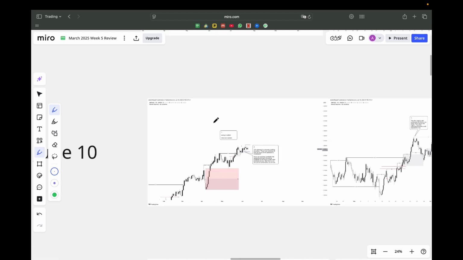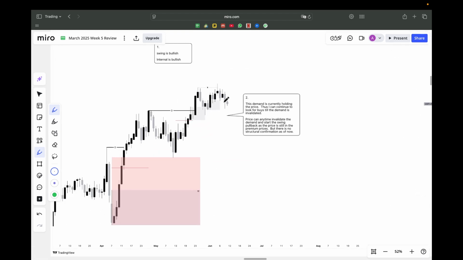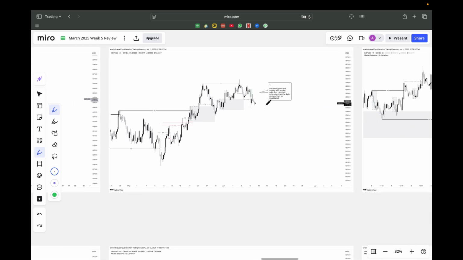So moving forward to June 11, this demand is still holding, the price made a strong rejection, but still the opening candle was a bearish candle. So we can expect this demand to be taken out. If this demand is invalidated, then we can expect a deeper pullback, at least to this demand level, probably. But that's a different story. For now, the demand is holding. Let's look into the low time frame confirmation.